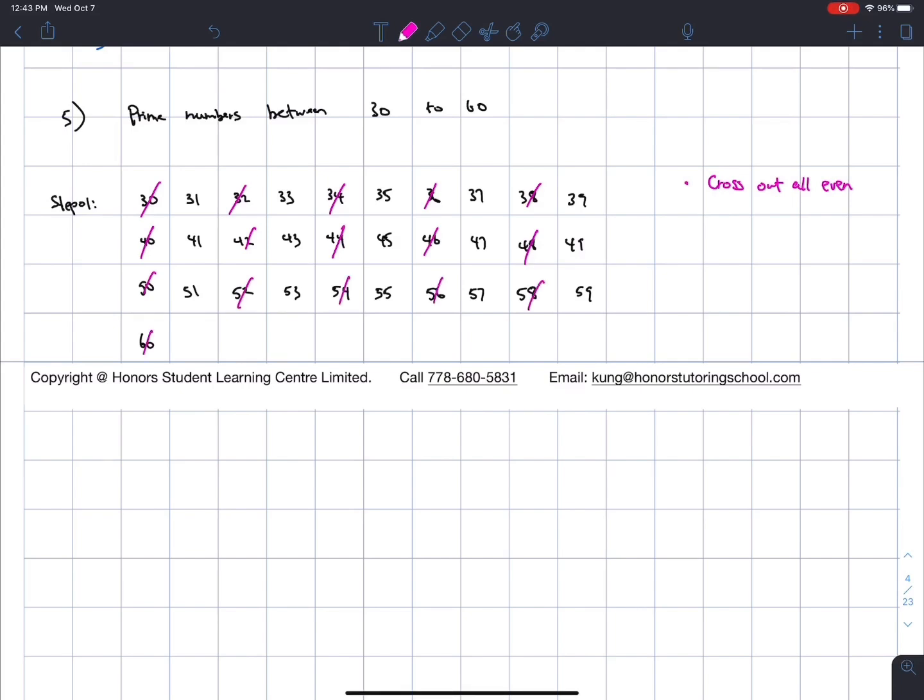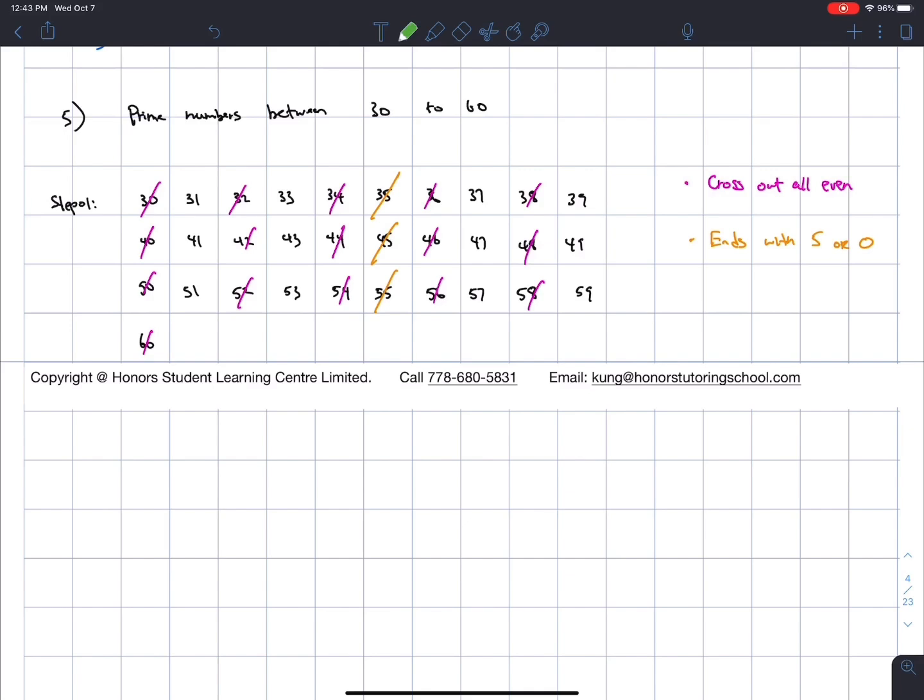Next, I can cross out all the ones ending with a 5 or 0 because they are divisible by 5. So I did all the ones with 0 already when I crossed out all the even numbers.